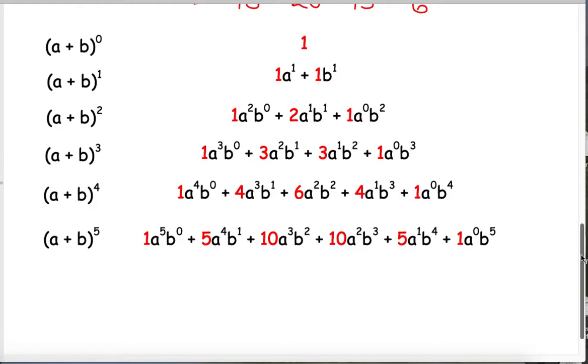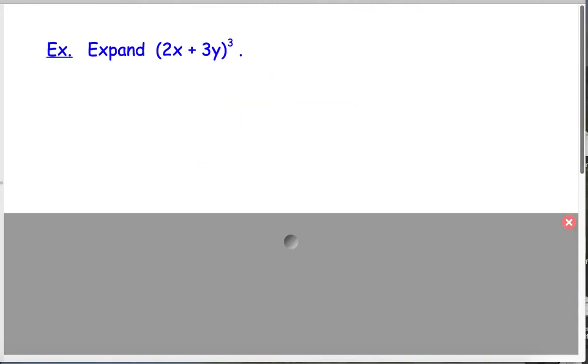And so what I did here is I expanded out all the different powers up to a plus b to the fifth power. And in red, you can see those numbers that make up Pascal's triangle. All right, let's try a couple of examples. I want to expand 2x plus 3y to the third power.